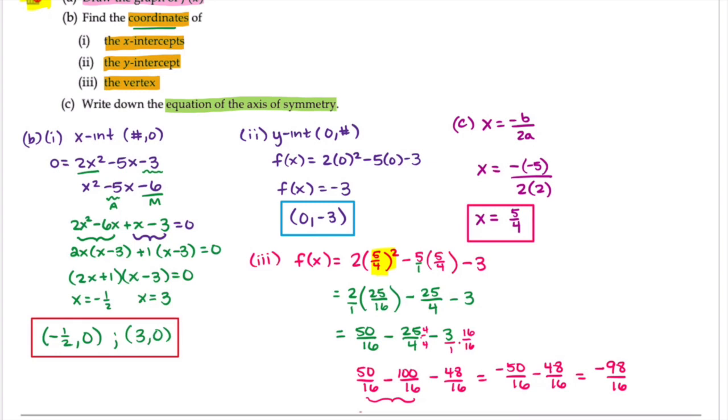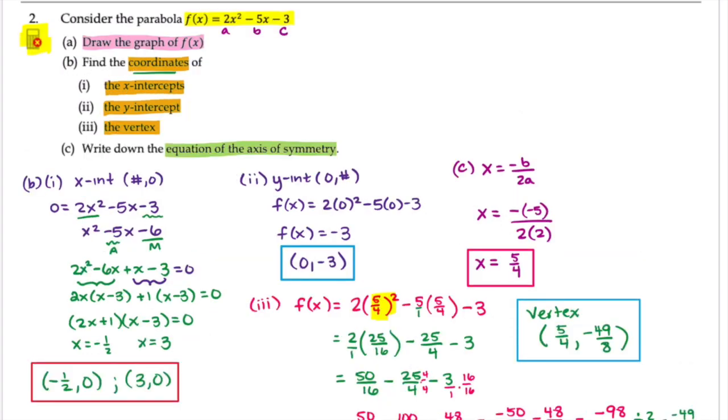Okay, so I made it to -98 over 16. Now you do want to simplify. I see I can divide this by 2, giving me a -49 over 8. Okay, so now what is the vertex? Because that's what we're looking for here. The vertex would be that x value of 5 over 4, and my y value is -49 over 8.